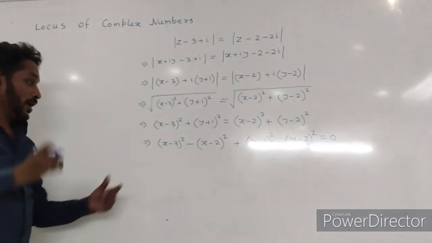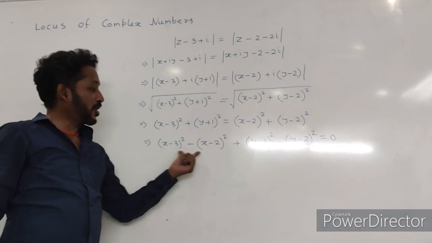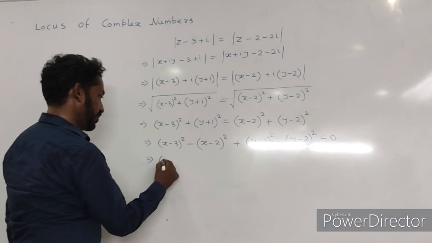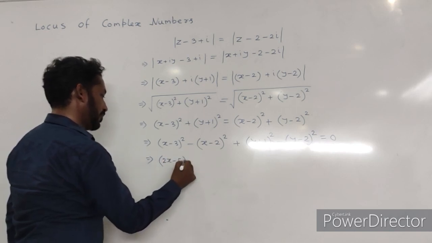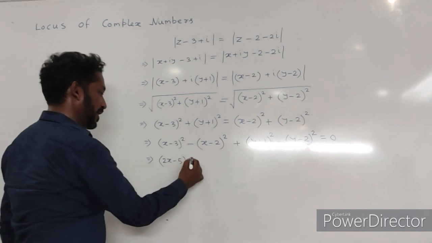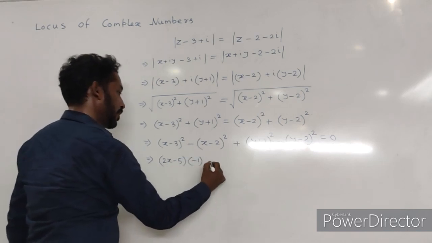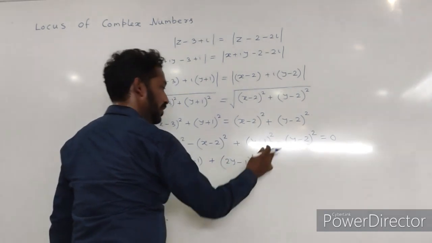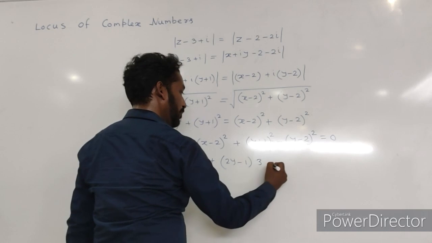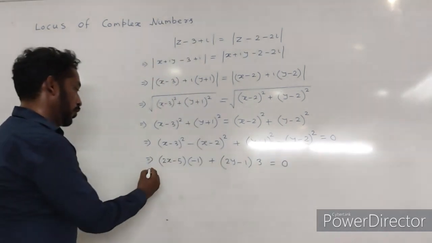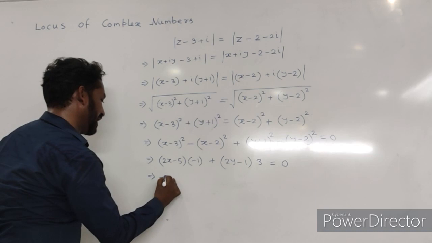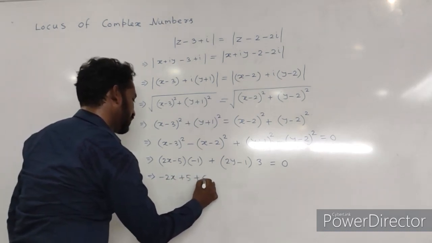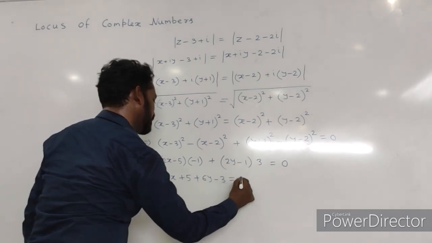as this. Now use a square minus b square form for the first two, and it gives us a plus b, which is x minus 5, into a minus b, which is minus 1, plus here a plus b, so that is 2y minus 1, and a minus b, that will be 3. This is equal to 0. Which, if we further simplify, we can write as minus 2x plus 5 plus 6y minus 3 is equal to 0.